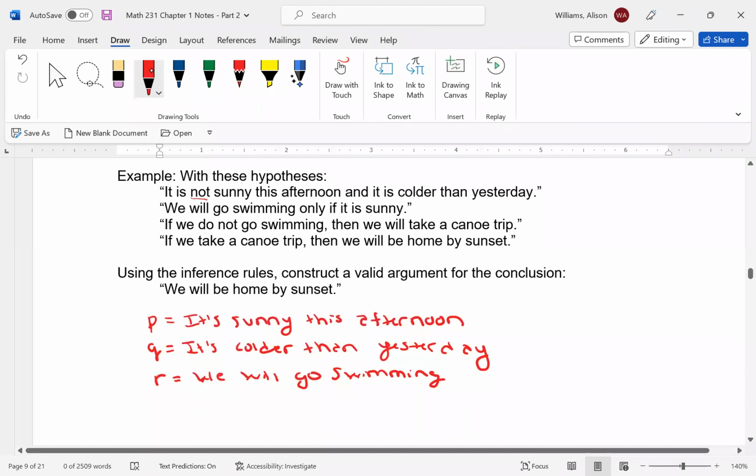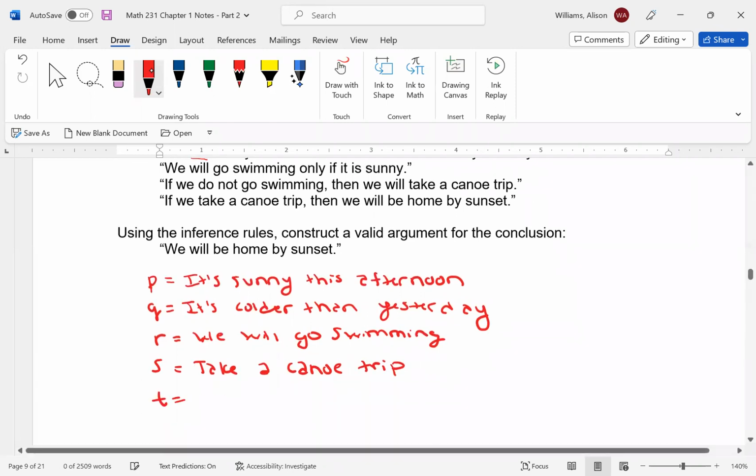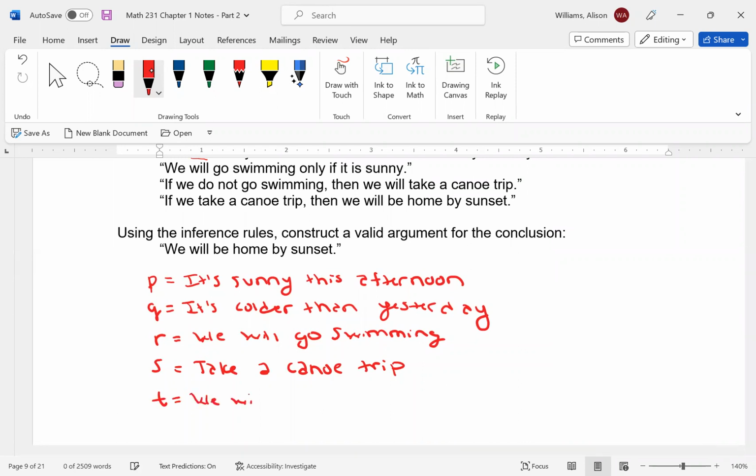Now this will be S. S will be take a canoe trip. If we take a canoe trip, then we'll be home by sunset. Okay, last variable, T. Home by sunset. I'll put we will be home by sunset. All right. So here we go.